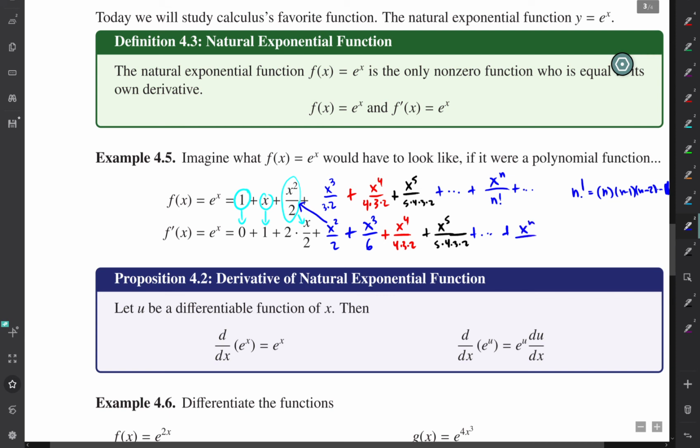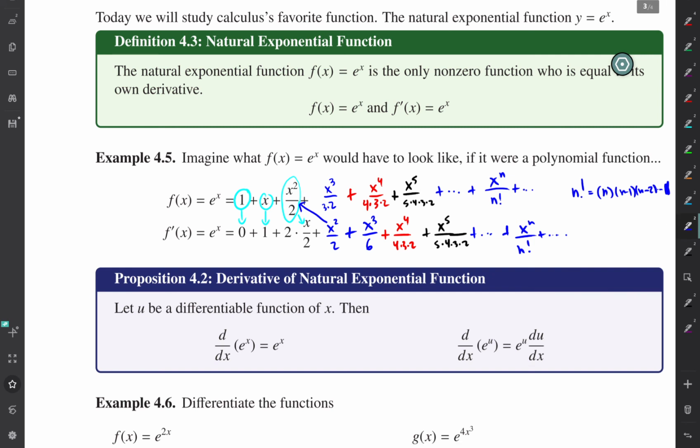It's an infinite sum. It's a polynomial with an infinite number of terms. Okay, so you can't just stop at any n. You have to keep on going. But this gives you a really good idea of what e actually is.